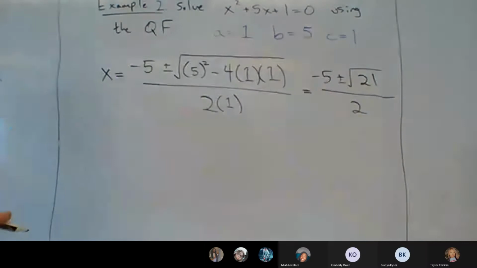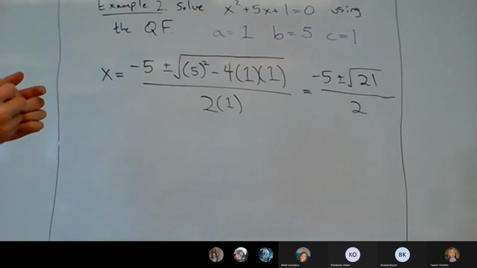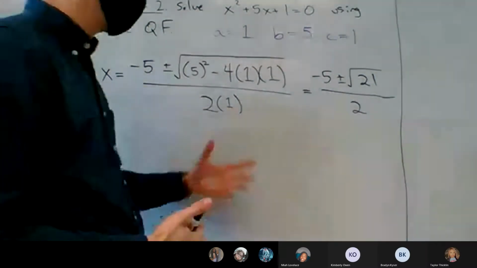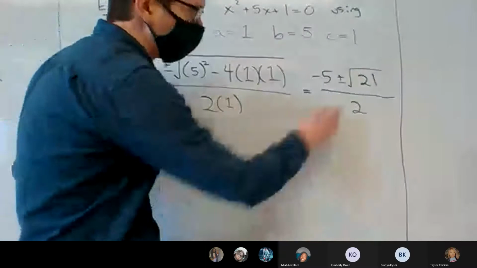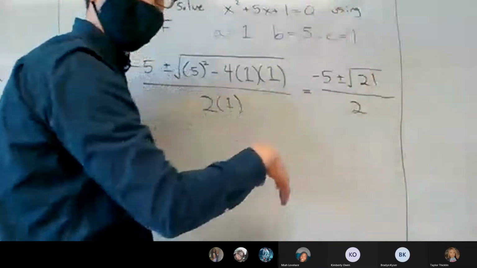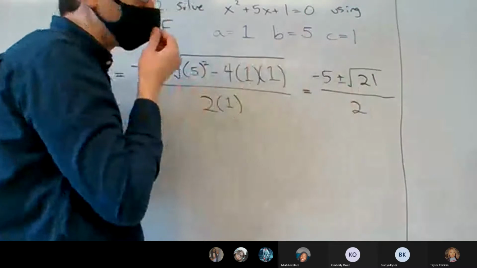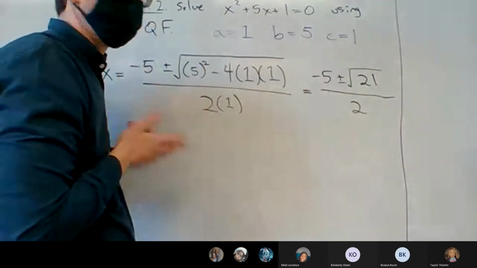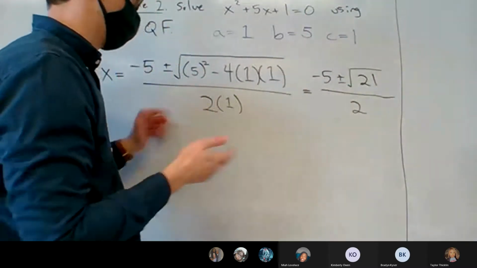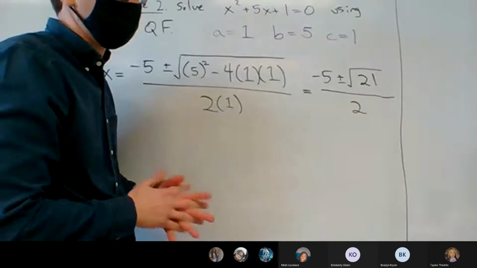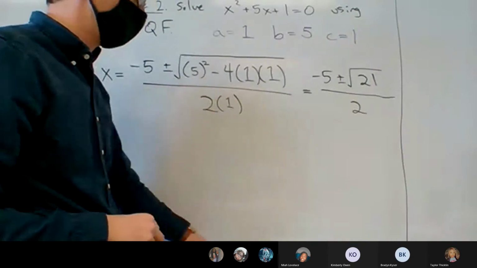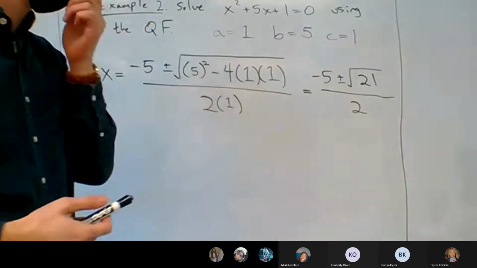Okay, now, what do I do at this point? Last time, how did I get past this point? I said, oh, square root of 1 is just 1, right? I had a perfect square number under the radical. But 21 is not a perfect square number, right? It's not. It's kind of close to 1, but it can't even be simplified either, right?